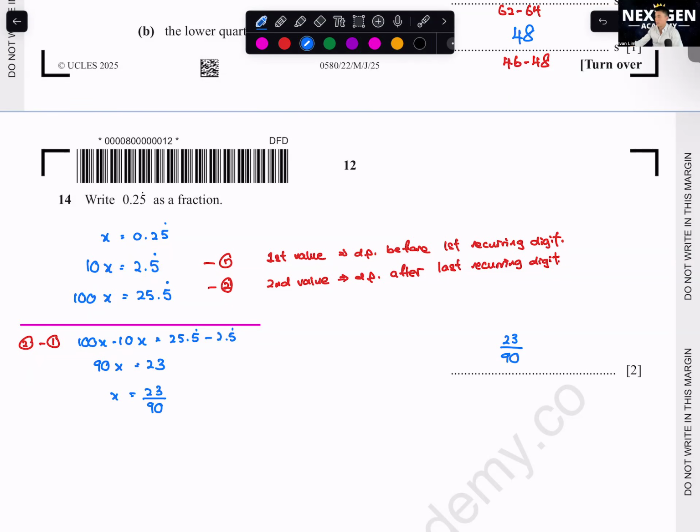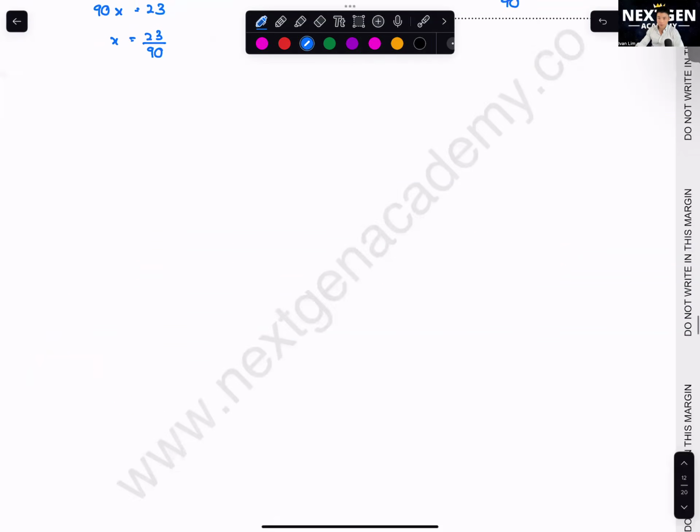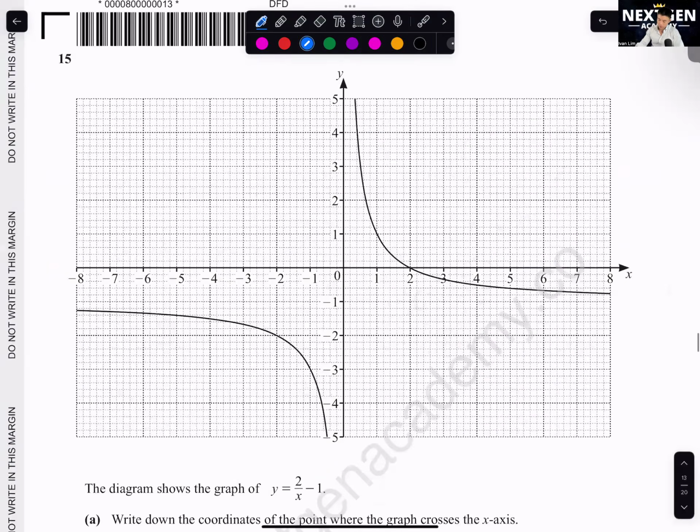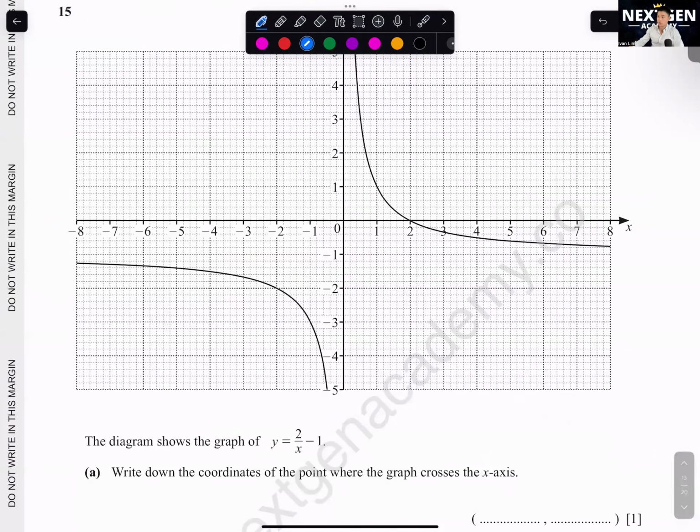Right, let's go to the next one. Just now someone asked about question 15. This one comes out in paper 2. If it comes out in paper 4, there will be a lot of marks. They can ask you on graphs in paper 2 also.